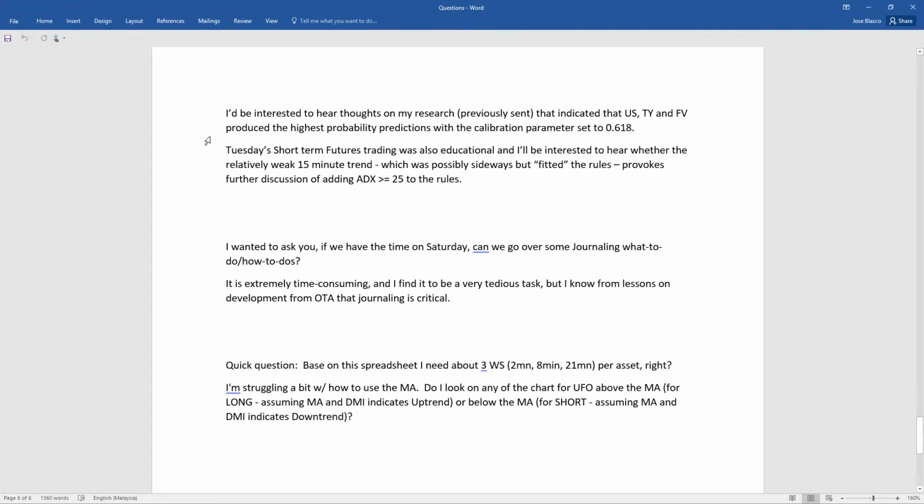Last page. I'd be interested to hear thoughts on my research previously sent that indicated that the US, the TY, and the 5-year note produced the highest probability predictions with a calibration parameter of 61.8. Tuesday's short-term futures session was also educational. I'd be interested to hear whether the relatively weak 15-minute trend, which was possibly sideways but fitted the rules, provoked further discussion on adding ADX greater than or equal to 25 to the rules. So two questions. Question number 1. Why is it that the US, the TY, and the 5-year note produce the greater calibration parameters?